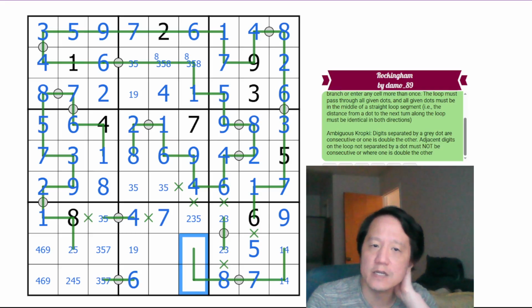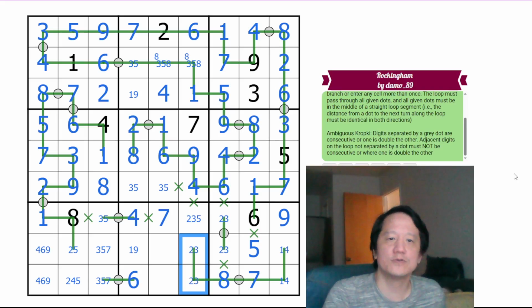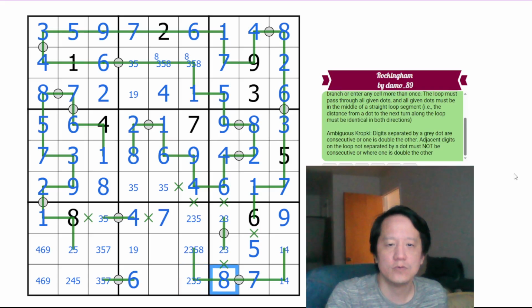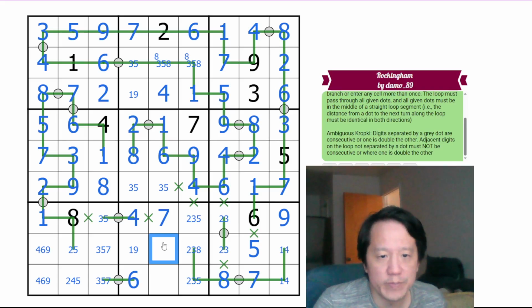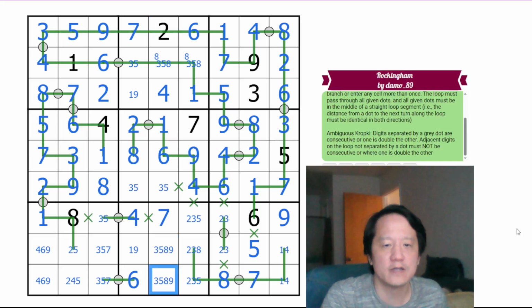Remaining digits in column 6. We have 2, 3, 5, and 8. No 8 here because of 8 in the row. No 5 here because of 5 in the row. Remaining digits of column 5. We have 3, 5, 8, and 9. No 5 here, no 8 here for the same reasons.